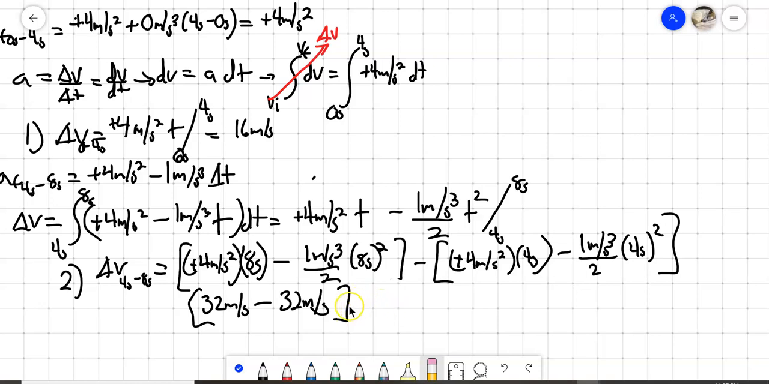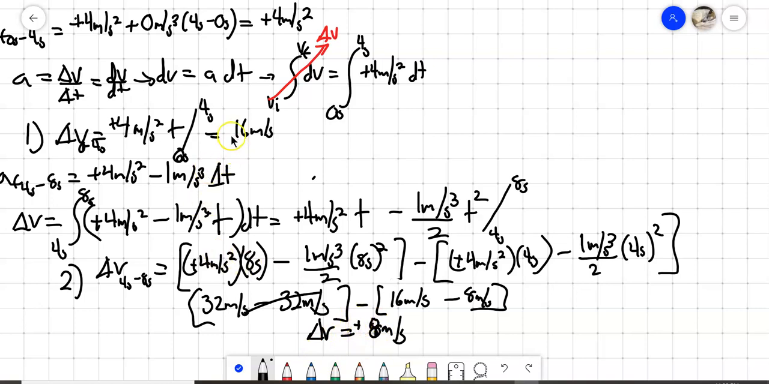So let me redraw that again. Okay. So yeah, 4 times 4 is going to be 16 meters per second, not squared. And this is going to be 4 squared times 1/2, so that's going to be negative 8 meters per second. And so this is going to be 0, and this is going to be 8. So this is going to work out to be 8 meters per second. And so that delta V for part 2 is going to be 8 meters per second.